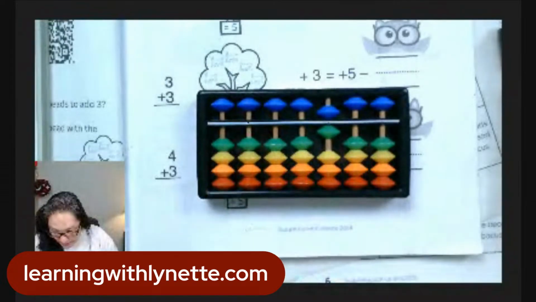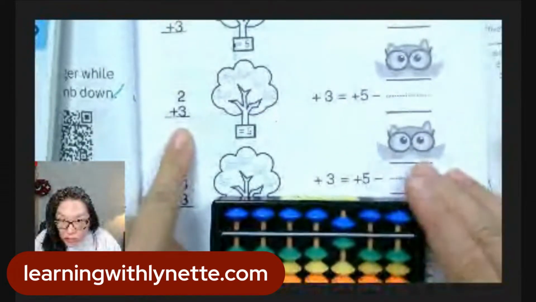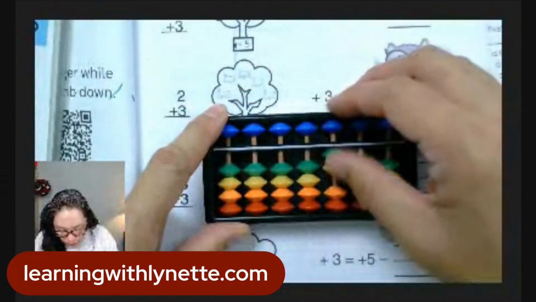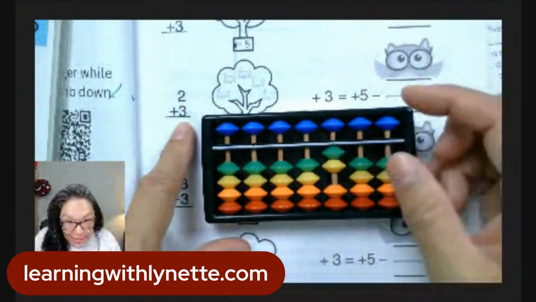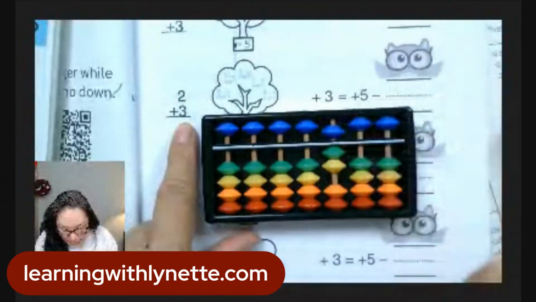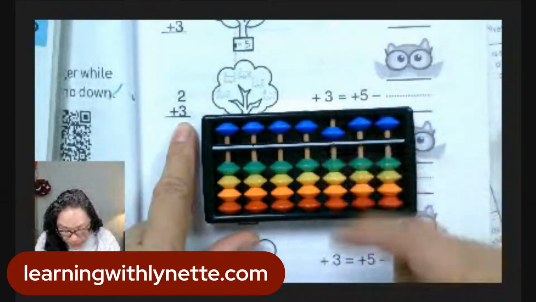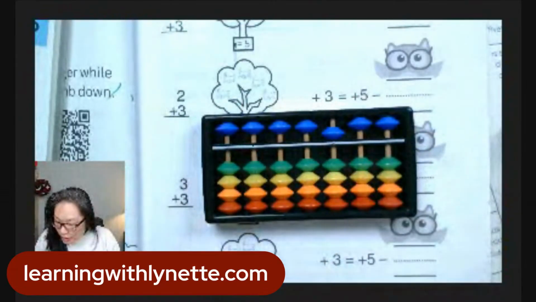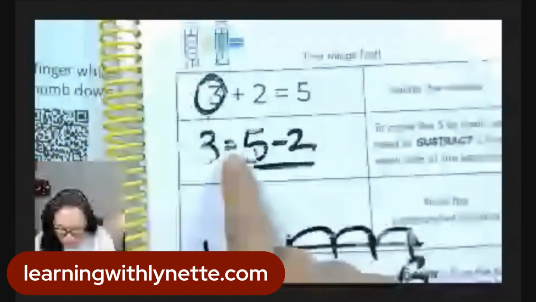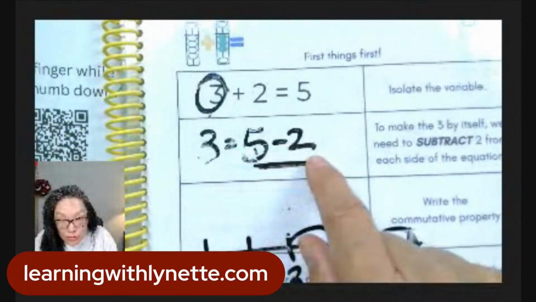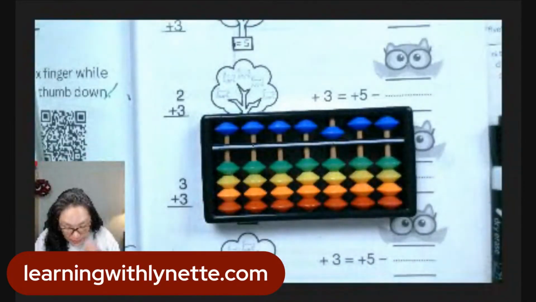Okay, and it does the same thing. So if I have 2 and I add the 3, it's the same. Yes, thank you. I'm going to bring down the 5 and I'm going to take away the 2. So when we look at it, this is our formula. Our formula is 3 equals plus the 5 minus the 2. That's what we're doing.